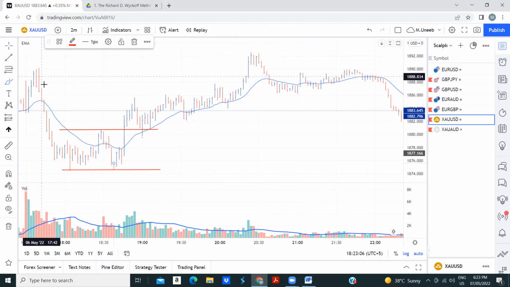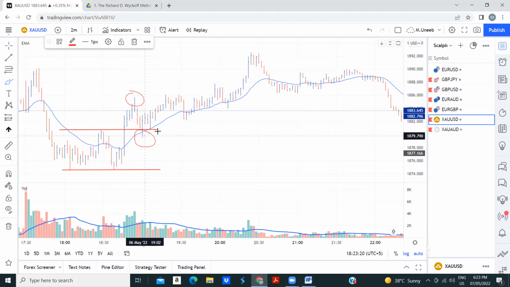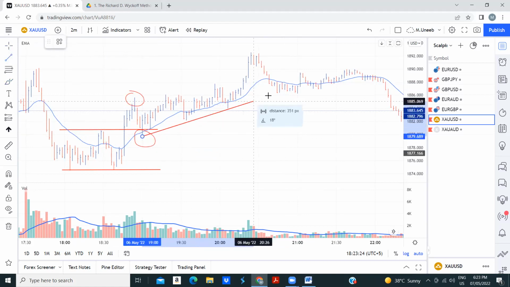Now here the price is making lower lows, right? Lower lows, lower highs, and lower lows. And here the price makes the first higher low, first higher low, and first higher high. Am I right? So this is the point where you will make the channel. Remember this rule. So we draw the channel from here.